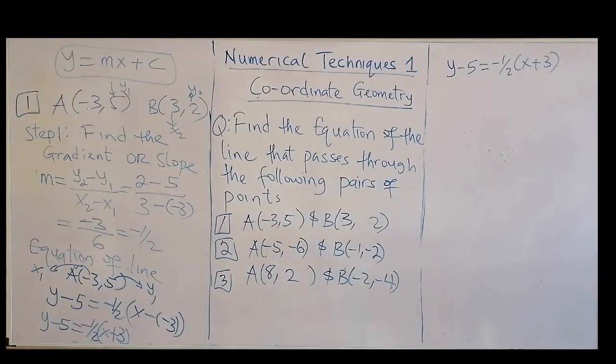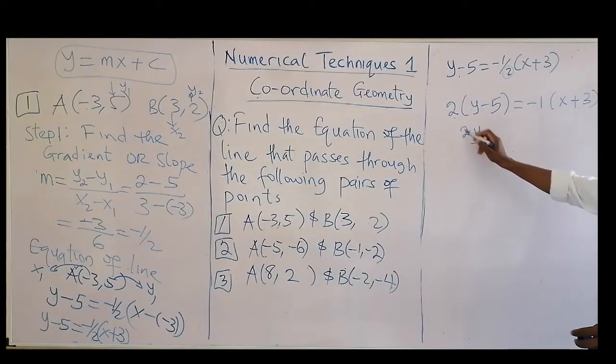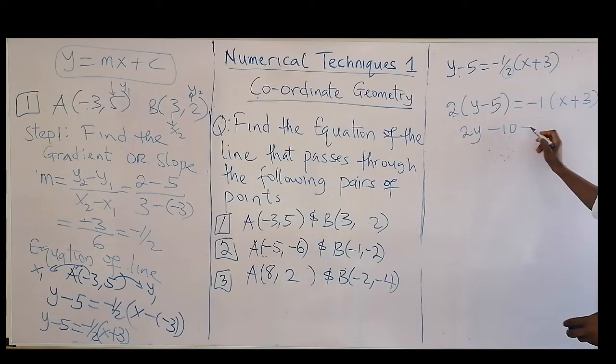This is a fraction, so this side times 2, this side times 2, so that the fraction will cancel. That will be 2 into bracket y minus 5, equals minus 1 into bracket x plus 3. Then 2 times this, that's 2y. 2 times minus 5, that's minus 10. Minus 1 times x, minus x. Minus 1 times 3, minus 3.